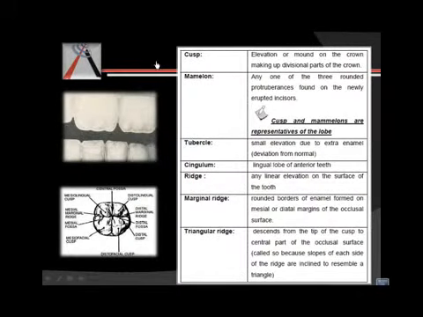Next, we'll be talking about some surface markings. In that, we'll be talking about the cusp. Cusps are nothing but the elevations or mounds on the crown that divide the crown into the divisional parts. So these are the anatomic divisions of the crown.